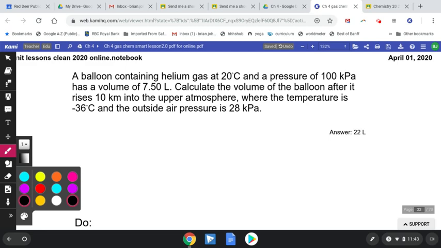All right, so we have a balloon containing helium gas at 20 degrees Celsius, temperature 1. There's our pressure 1, 100 kPa, and there's our volume 1. So here's our balloon starting out at these conditions.